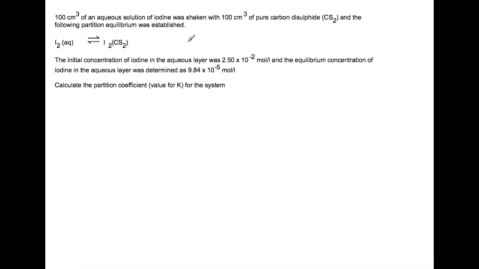The first step here will be to write a value for K. So we write that here. So we're going to have the concentration of iodine in the carbon disulfide layer divided by the concentration of iodine in the aqueous layer. So we have that to use later. To be able to use this, we need to know the equilibrium concentrations of both species.